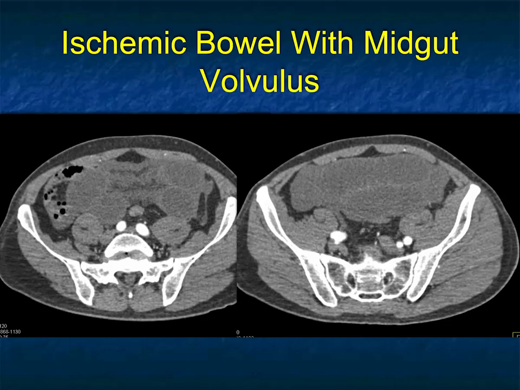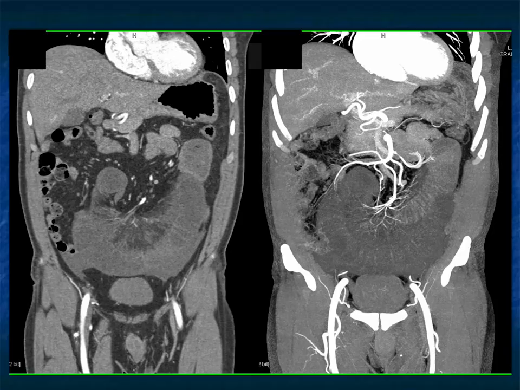Here's another example. Dilated bowel. You really have a hard time seeing where the folds are, right? Everything almost looks like fluid in the abdomen, but these are the bowel loops. Here's some more distal bowel that looks okay. Again, you're dealing with a midgut volvulus here. That lack of enhancement is so critical.